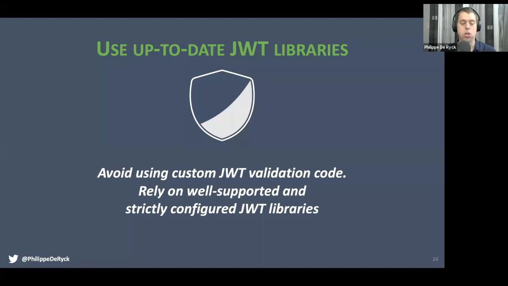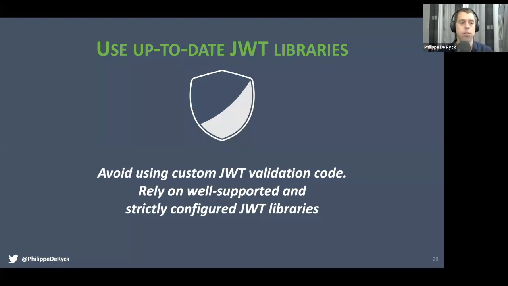Avoid custom JWT validation code. Don't write your own code. Use an up-to-date library and write a test suite to ensure that your up-to-date library rejects tokens with alg none in all forms of capitalization. Better for you to find this vulnerability during testing than for an attacker to find it during their testing or during production, basically. All right, so how do you sign JSON Web Tokens? What can we do to make that better?